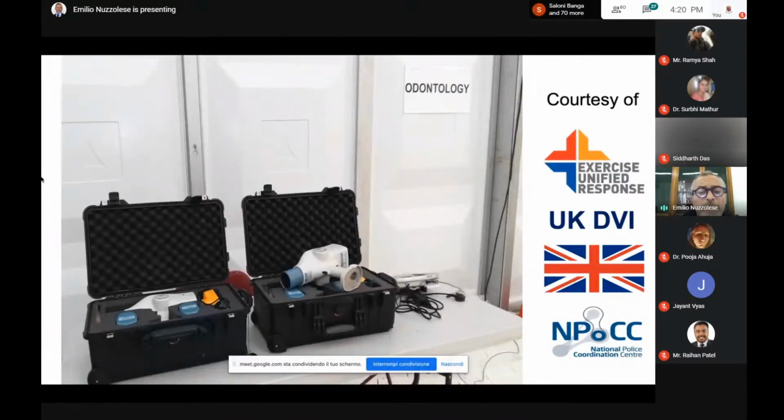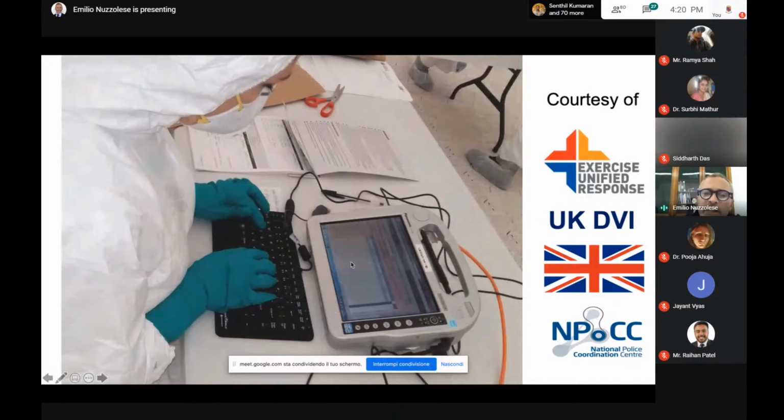Here is the equipment of the UK DVI team, the odontology team, which has, of course, several laptops. And here is the software which is used together with the papers, which replicate the Interpol forms, with the software called Plass Data. This exercise was organized, and I was invited to join, by Inspector Ourway, who is in charge of the UK DVI team.